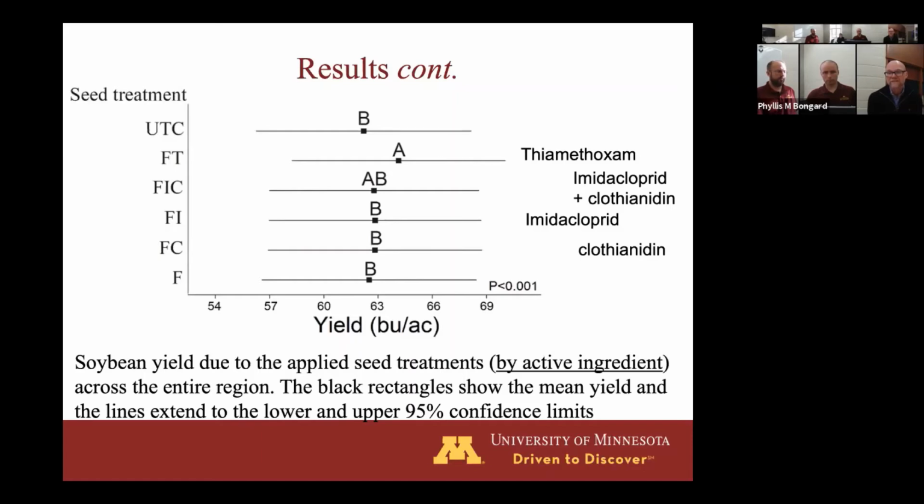This got a lot of attention in terms of response, that we did get 2 bushels for that Cruiser application over the untreated. However, I think it's equally important to note that we did not see any significant yield effect from the other neonics. So there's definitely a separation according to the studies that we examined here, where we got more of a benefit for thiamethoxam than we got from the other neonics.